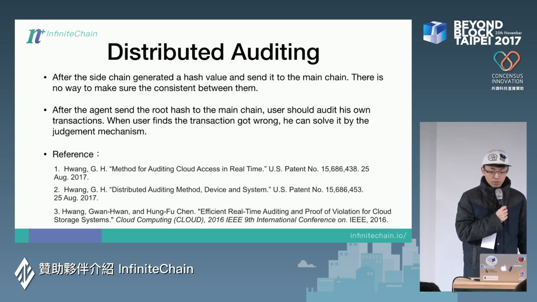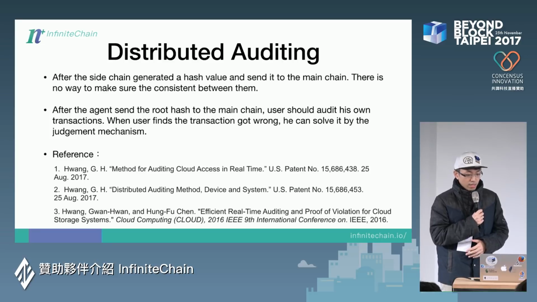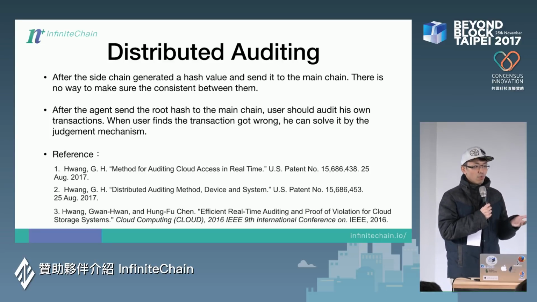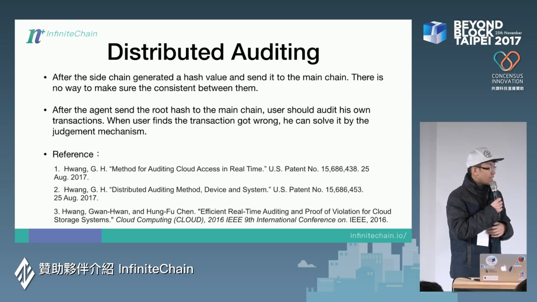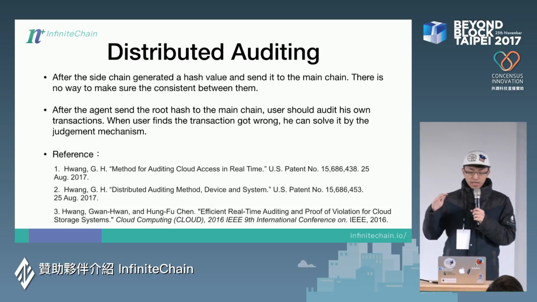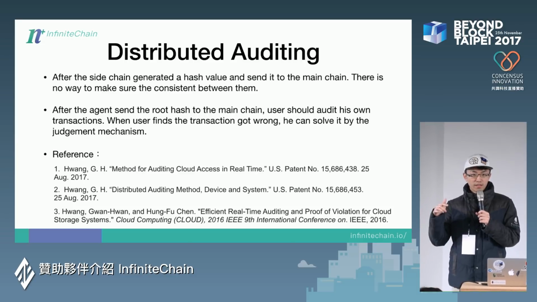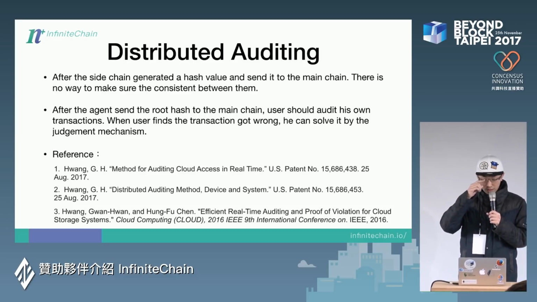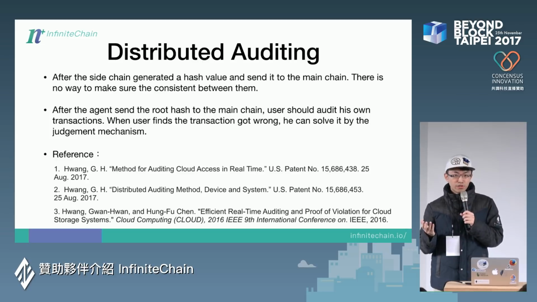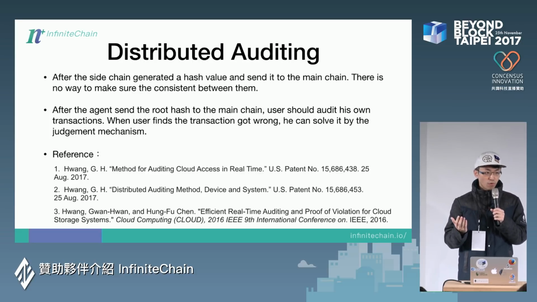After the agent sends the root hash to the main chain, the user should audit his own transactions. When the user finds something wrong with his transaction, he can resolve it by raising an objection on the main chain. Actually, this system is based on an IEEE paper from 2016. You can find it on Google. Professor Huang published this paper last year and applied for the patent this year. So it provides a solid solution for fraud proving.